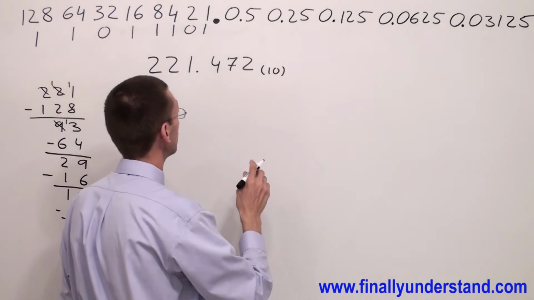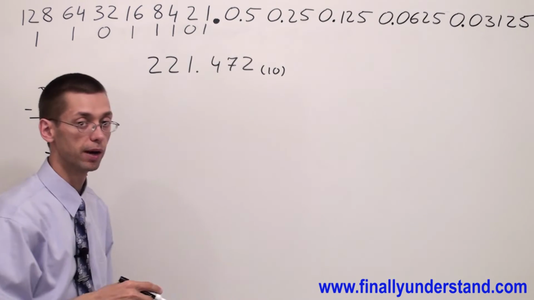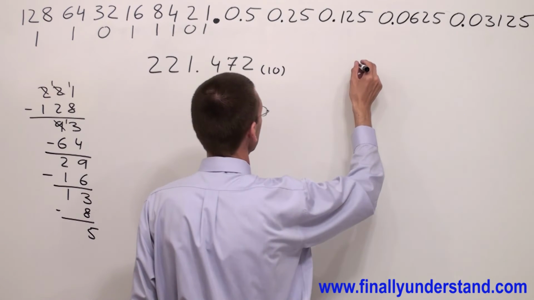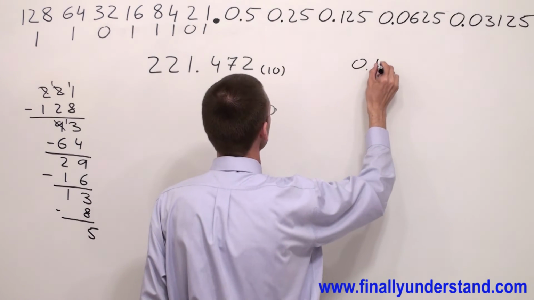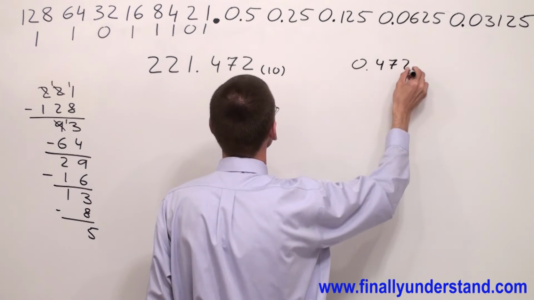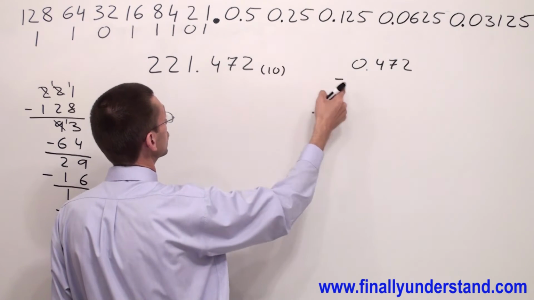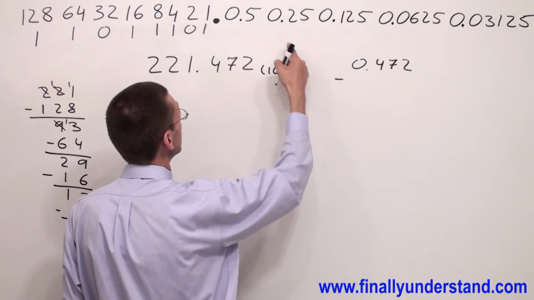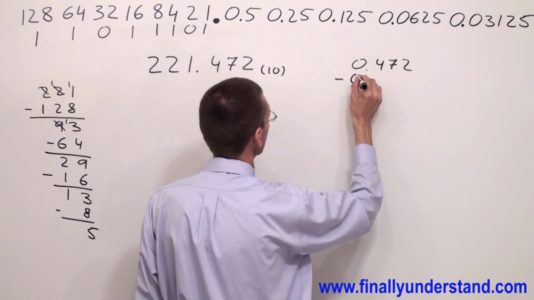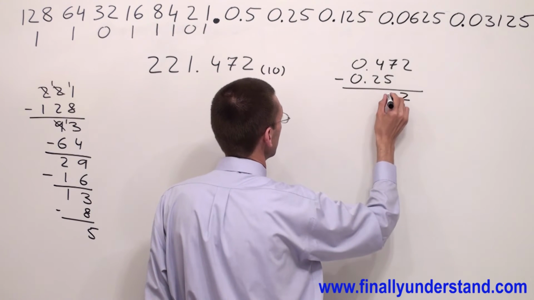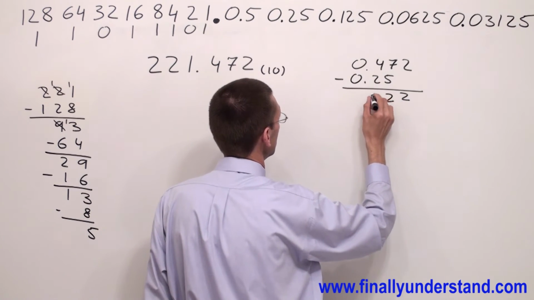Again, I'm going to perform subtraction because, in my opinion, this is the quickest way to get the answer. And simply write 0.472 minus, and the highest weight which I can subtract from this value is 0.25. And I have 2, 2, 2.